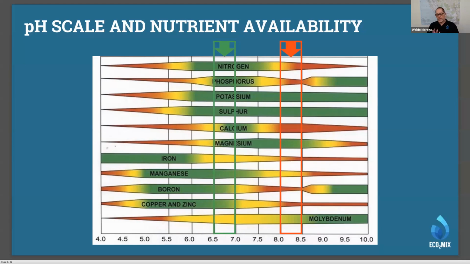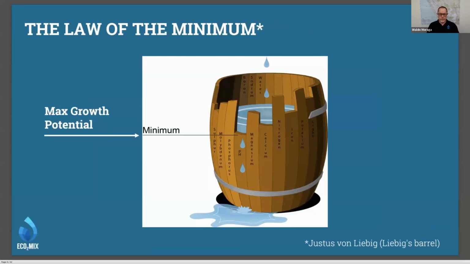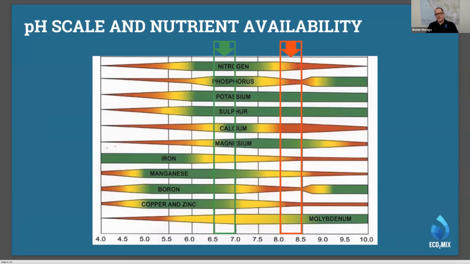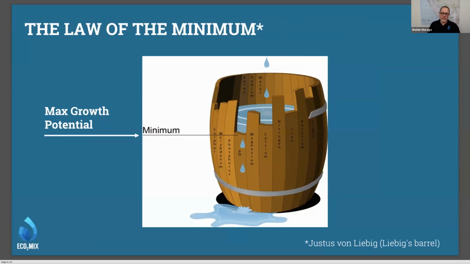There are different options. The most popular one is the use of sulfuric acid or sulfur burners, and those clearly are not the best option, because at the end of the day, they create more problems in the long term than what nature is doing. So we have first the nutrient availability, and also we have the Justus von Liebig barrel.